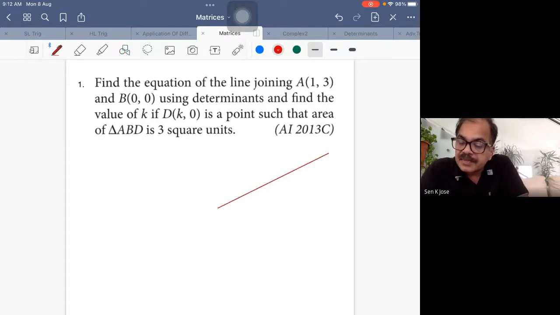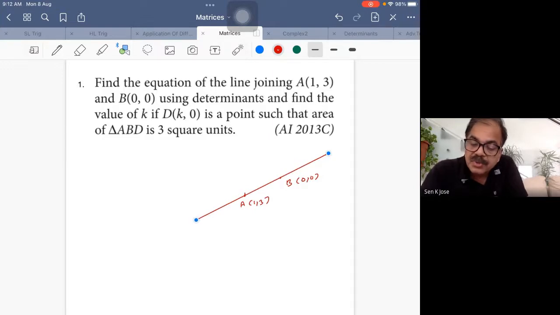And they said this is passing through the 2 points A, (1, 3), and then there is a point B, which is (0, 0). The question is to find out the equation of this line. So to find the equation of a line, I need a general point on it. So I'm going to mark a general point on this line. Probably extend it a bit more and mark a general point on it. Call it x, y. So that's a general point P, (x, y).